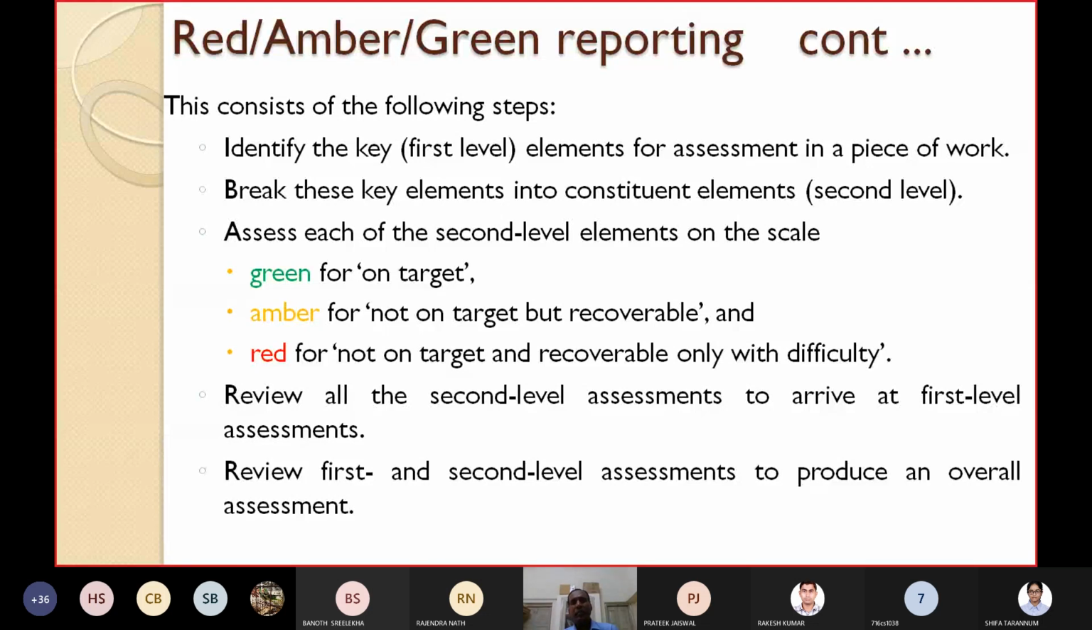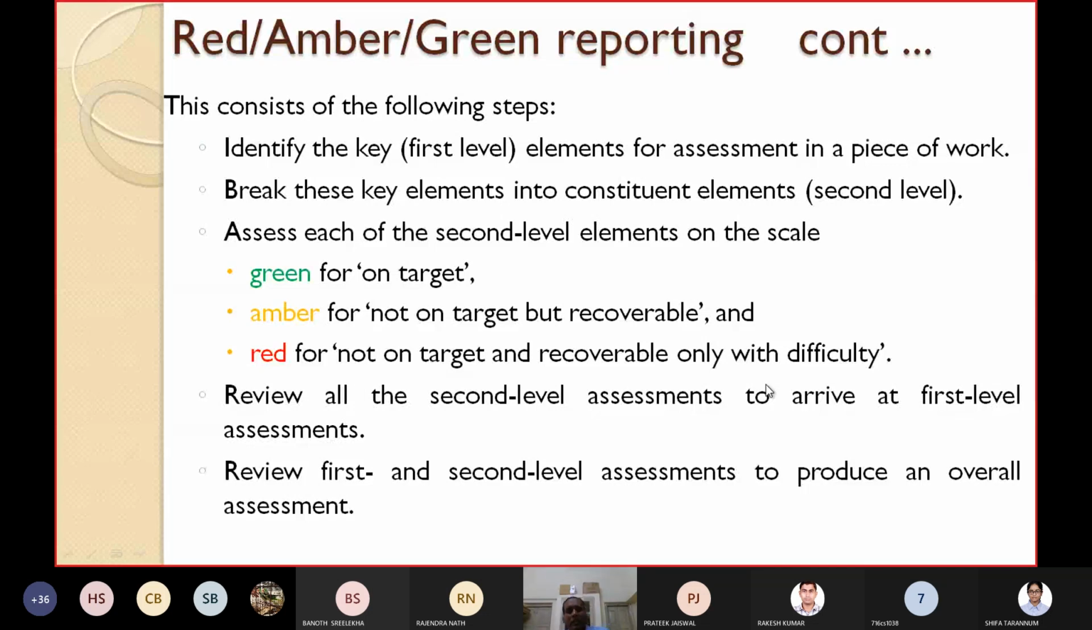And red means not on target. You are not on target and recoverable only with difficulty. You can revert back. You can get back to complete the project to the target with a lot of difficulty. So red means not on target and recoverable only with difficulty.